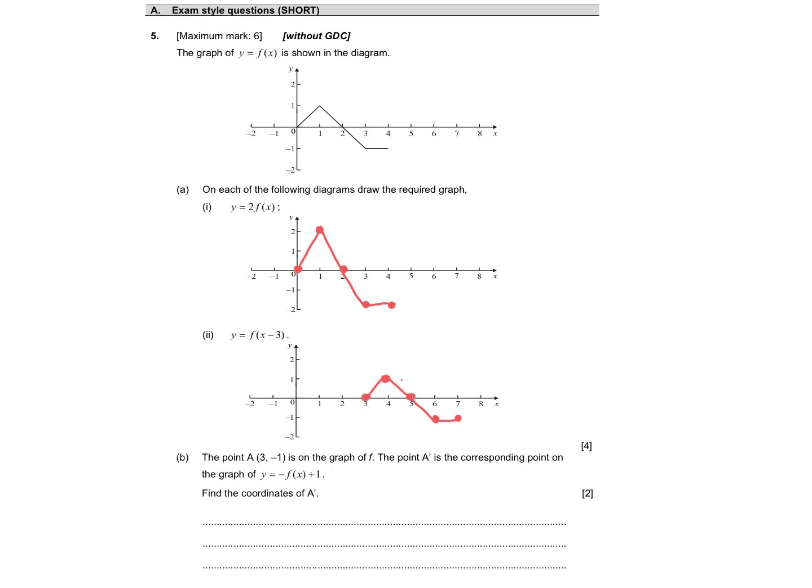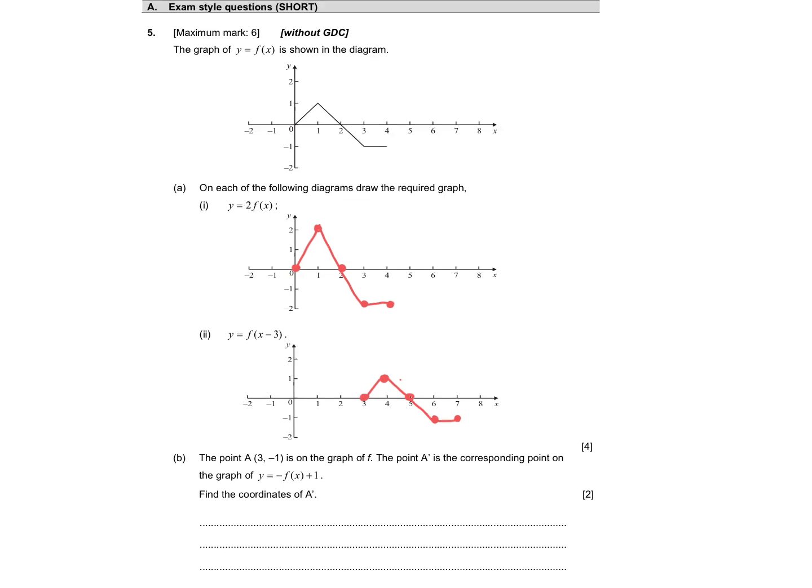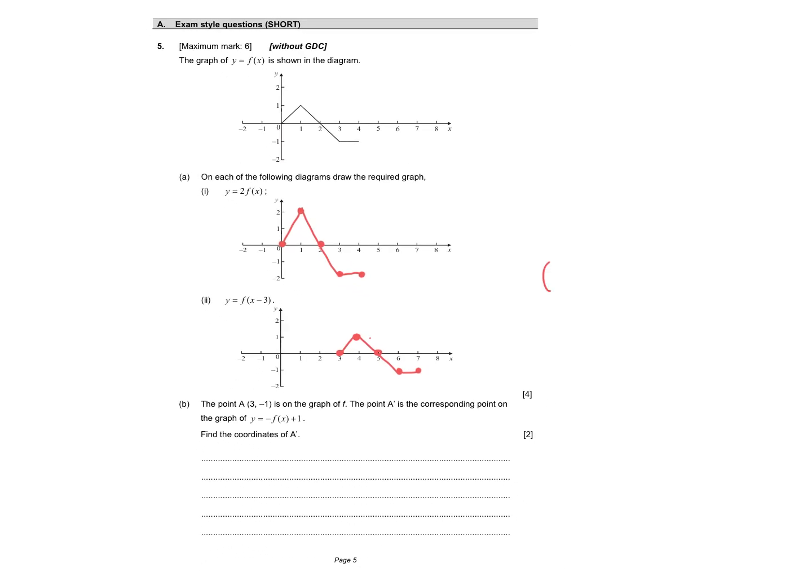The point 3, negative 1 is on the graph of f. The point A prime is the corresponding point on the graph of y equals negative f at x plus 1. Find the coordinates. So for this one, if we start with 3, negative 1, first of all, it gets flipped over the x-axis. So it's going to become 3, positive 1. And then we add 1 to the y-coordinate, so it's going to be at 3, 2.